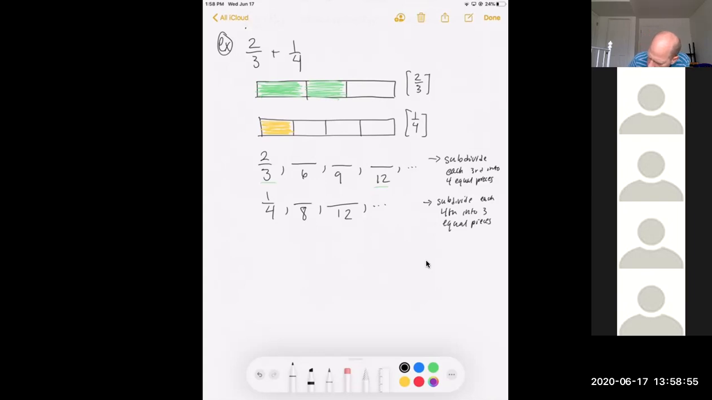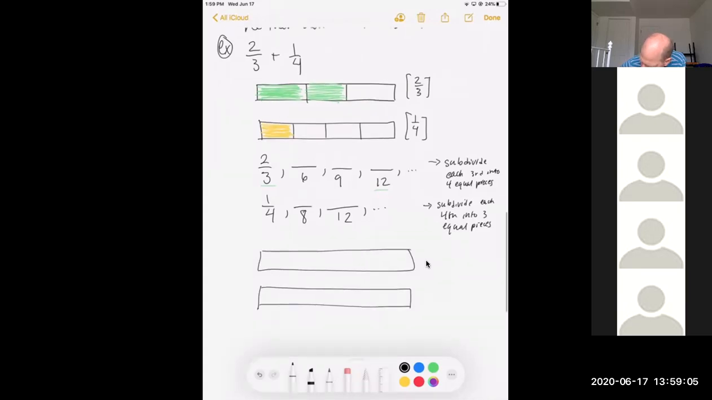So we need our depictions here to change, and we need our bars to be subdivided. So I'm going to draw 2 bars here. And one is going to be the 2/3, starting here. This will be the 4ths. Now, I'm going to take my third and do what I said up here earlier. Subdivide each third into 4 equal pieces. So I use dashed lines to show my subdivision.